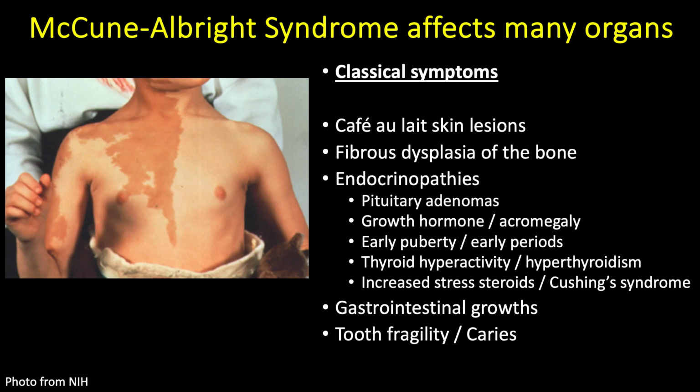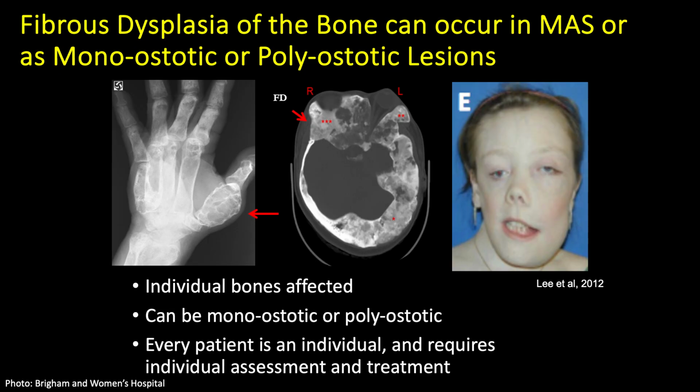So, as Dr. Collins has mentioned earlier, McCune-Albright syndrome affects many organs. I'm not going to go through this in a lot of detail, except to point out the middle part, the endocrinopathies, which has the pituitary lesions, growth hormone and acromegaly, early puberty, thyroid hyperactivity, as well as this increase in steroid production and Cushing's syndrome. Many of these presentations that you see in McCune-Albright are endocrine in nature. And this becomes important because when we think about the fibrous dysplasia of the bone that does occur in McCune-Albright, this is actually one of the hallmarks that is present, but also a useful harbinger of anything else that's going on. It allows you to try to assess if there are particular things occurring within the endocrine system.